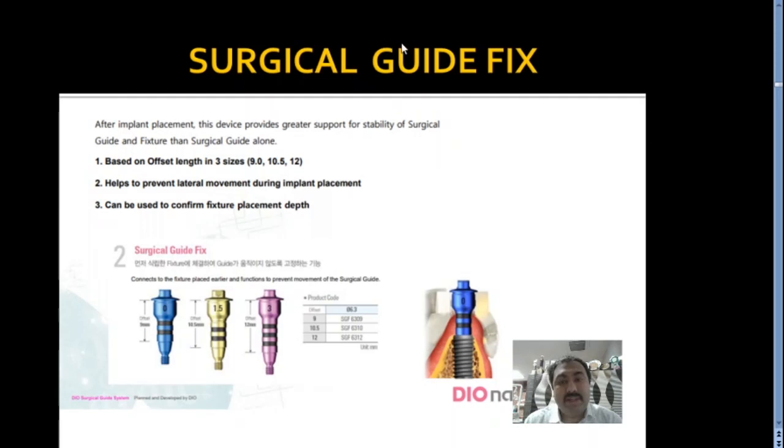So coming to the surgical guide fix, we have these 3 colors: the blue color, the yellow color, the purple or violet color. These are basically based on the guide offsets, the offset length. So offset length can be 9, it can be 10.5, or it can be 12. 9 is for blue, 10.5 is for yellow, and for violet it is 12. So based on the offset lengths, you can choose your surgical guide fix.